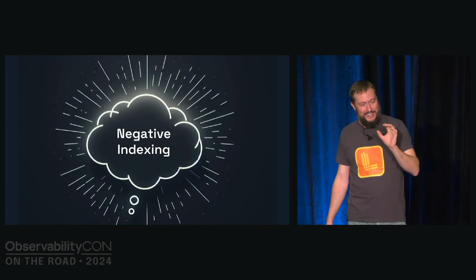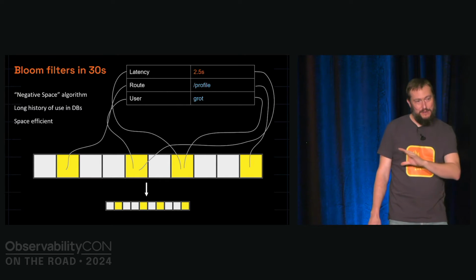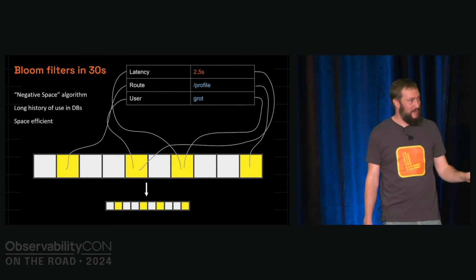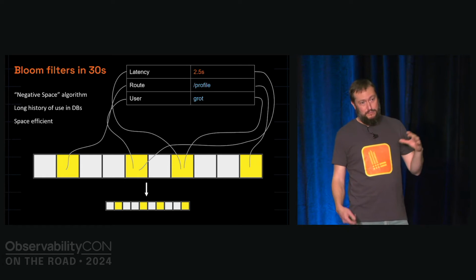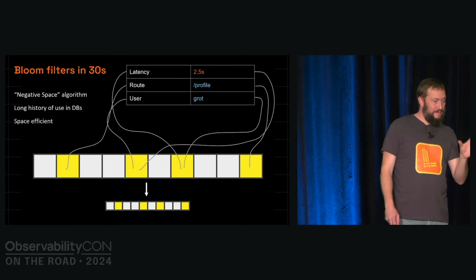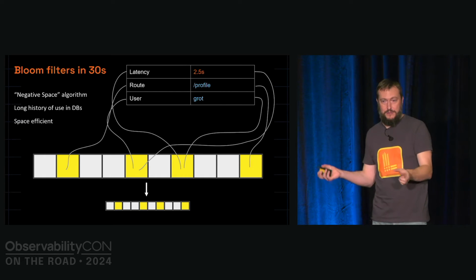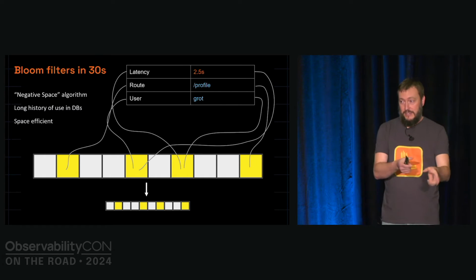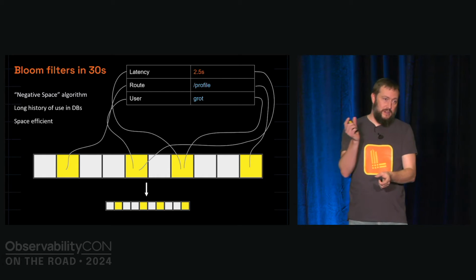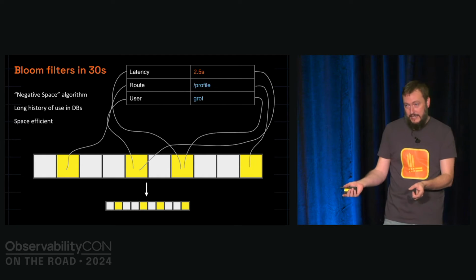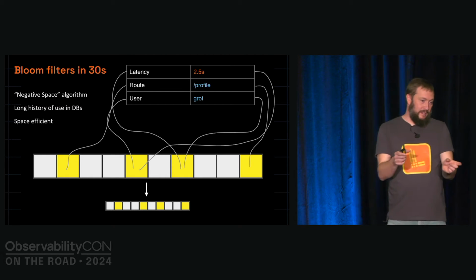So the idea of negative indexing was born here. And in particular, we're going to leverage a technique that I think basically every database leverages, which is Bloom filters. Bloom filters are a really clever probabilistic data structure. They have this unique behavior: you feed a bunch of strings into them, and then you can take a string and say, hey, have you seen this string before? And it will tell you with 100% certainty, no, it has not. Or it will say, yes, I have, but I might be lying a little bit.